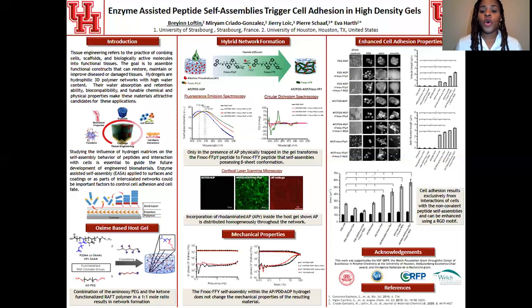And this type of research opens the possibility to develop more diverse and advanced hybrid materials that can control cellular activity using a self-assembled network that is tailored to an environment provided by the host gel.